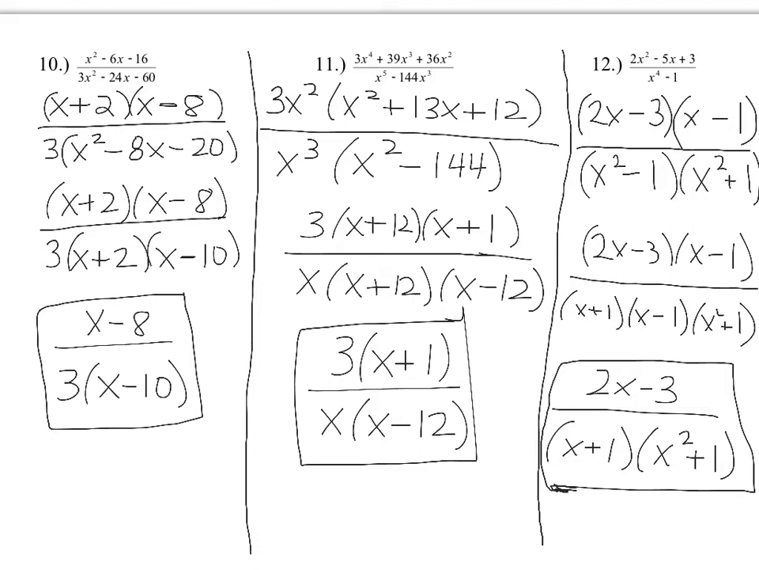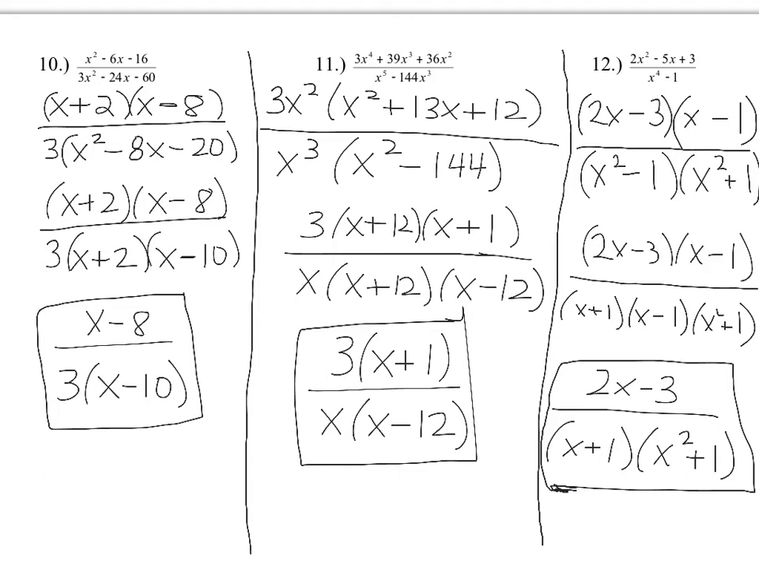I used the top to help me factor the bottom. Since I already knew I had an x plus 2 and an x minus 8, I knew probably an x plus 2 or an x minus 8 was going to be down here. I knew it was x plus 2 because 2 goes into 20 but 8 does not. So I started with x plus 2 and I figured out that the other factor was x minus 10.